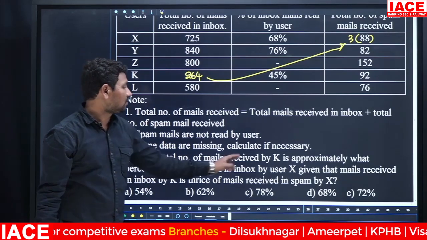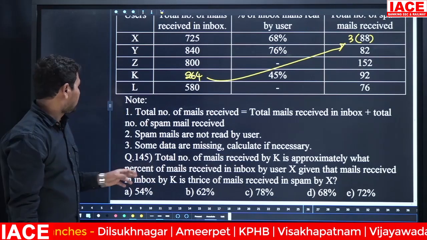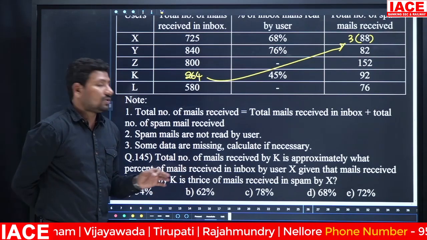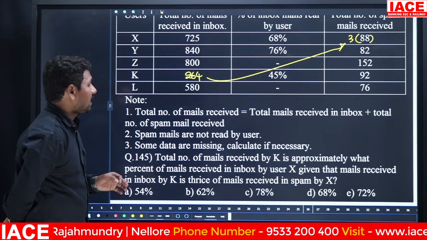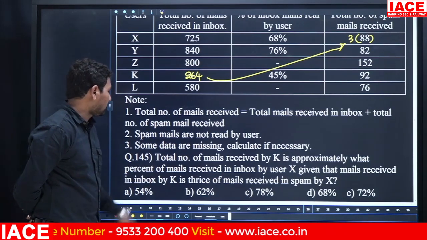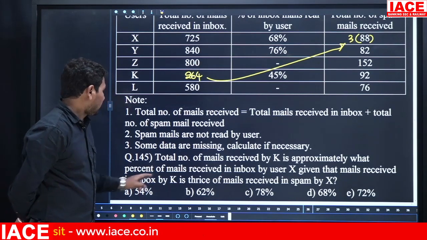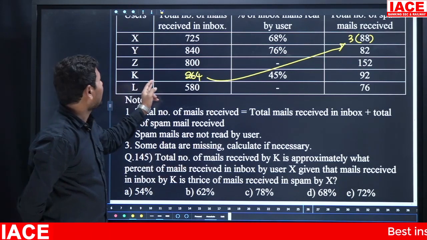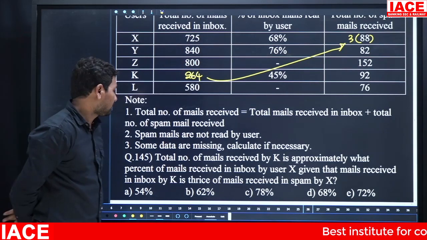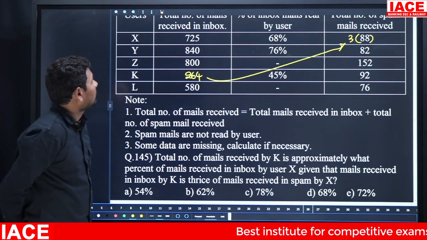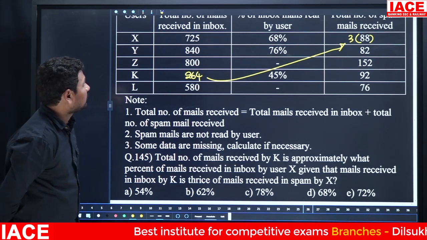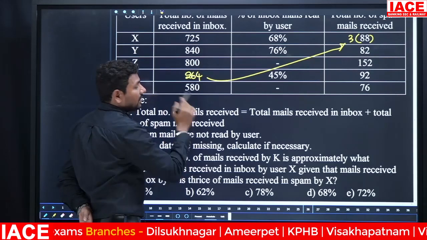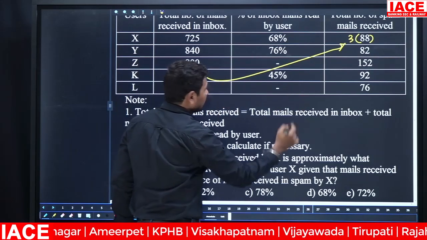Total number of mails received by K is approximately what percentage of mails received in inbox by user X, given that mails received in inbox by K. Okay. Percentage of mails received in inbox by user X is how much? 725. Okay, in 725 we required 264 value. What percentage? Here K total value is required. Total value received means 264 plus 92.